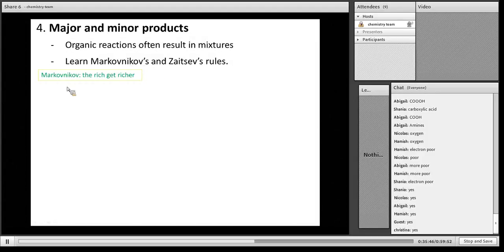So, what's the Markovnikov rule? The actual rule is the hydrogen adds onto the carbon atom that has the most number of hydrogens. And that's the rule you have to write down in the exam. But a way to remember it is to think the rich get richer. Okay? So the carbon atom that has the most number of hydrogens is the rich, and the hydrogen atom goes to the carbon that has the most number of hydrogens.